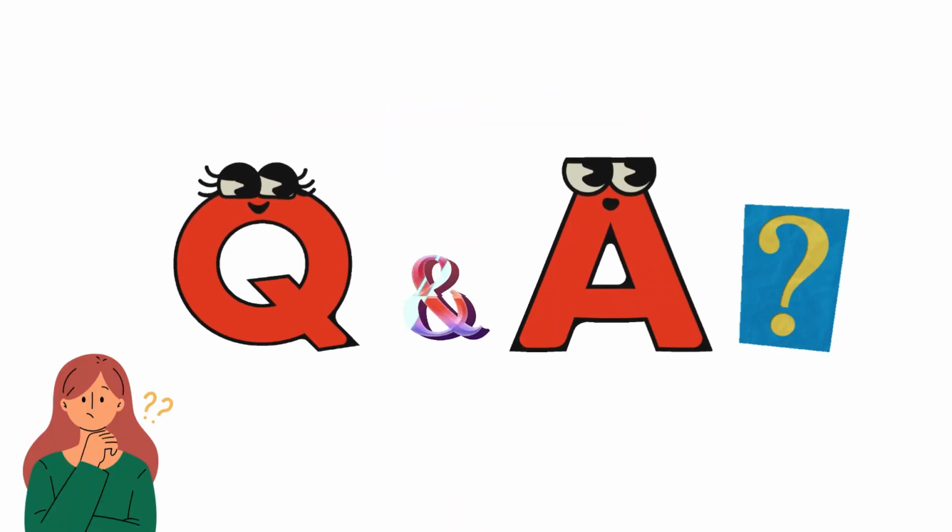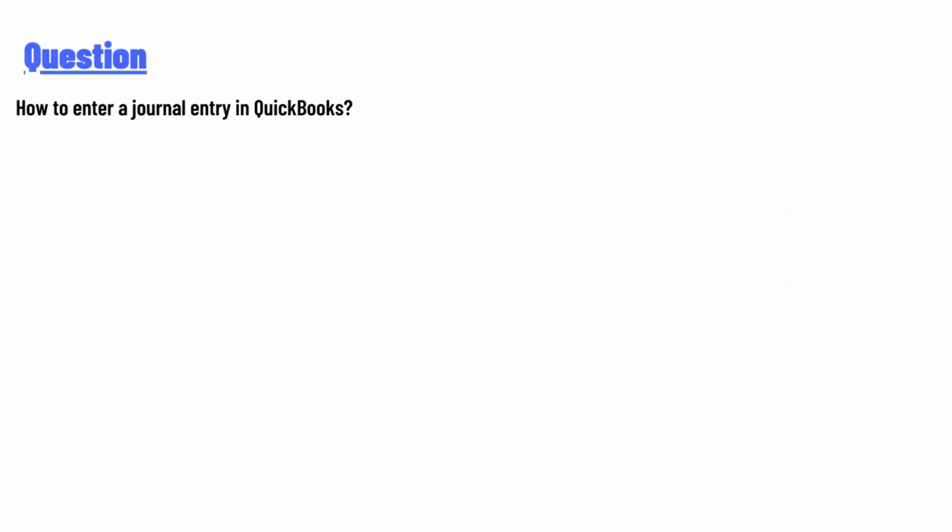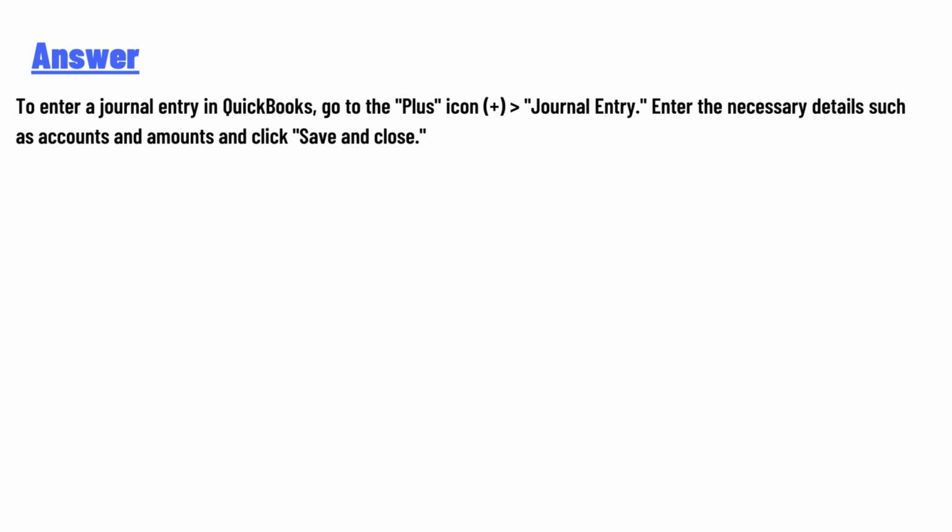So our today's question is how to enter journal entry in QuickBooks and answer the question. To enter a journal entry in QuickBooks, go to the plus icon, journal entry, enter the necessary details such as account and amount, and click save and close.